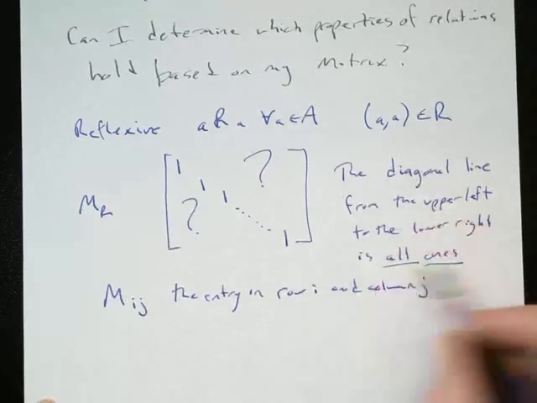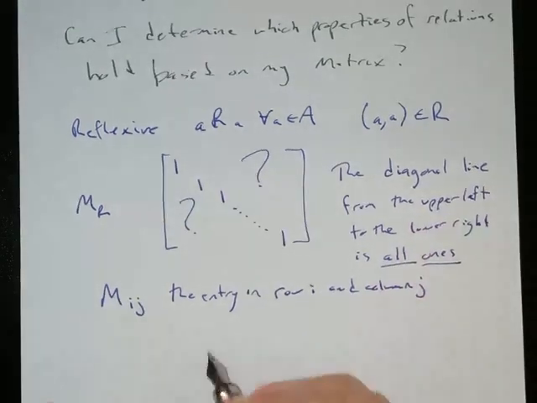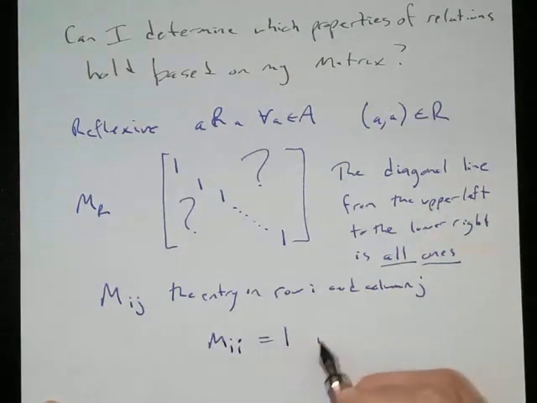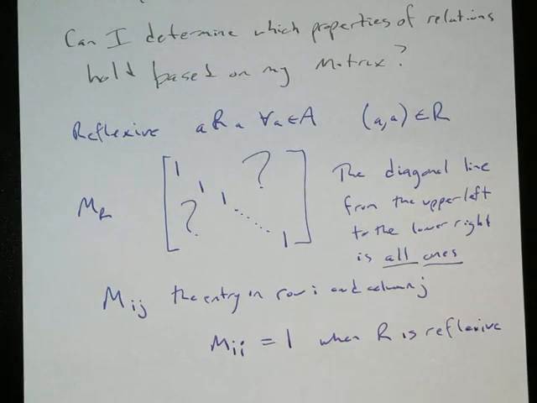Row, column. The diagonal is where the row number and the column number match. So M_II is 1 when R is reflexive. That main diagonal, going from all the way in the upper left corner, all the way in the bottom right, must all be 1s.